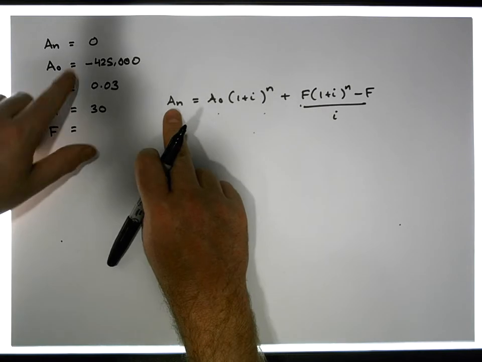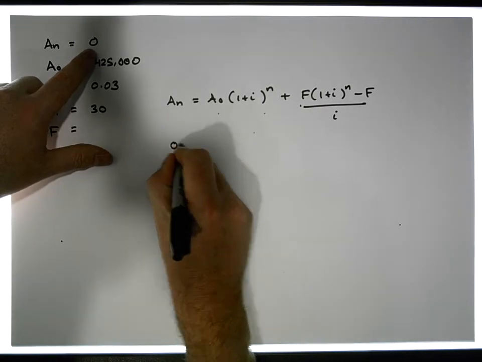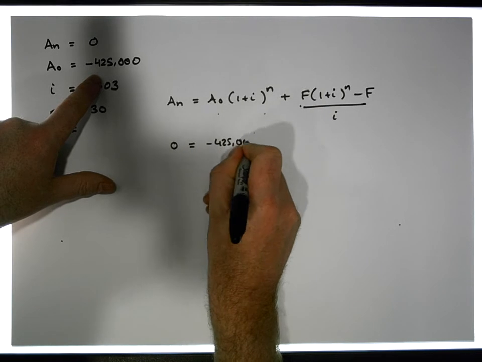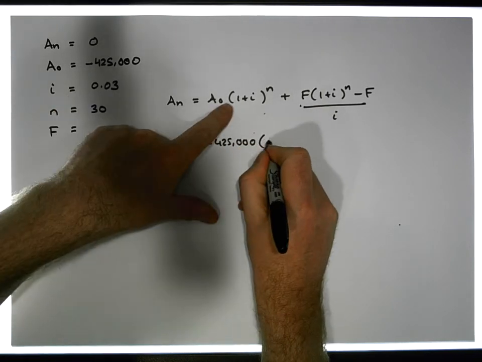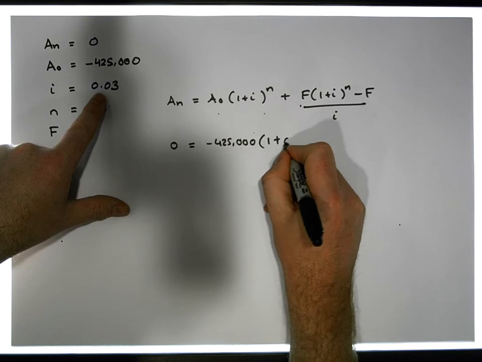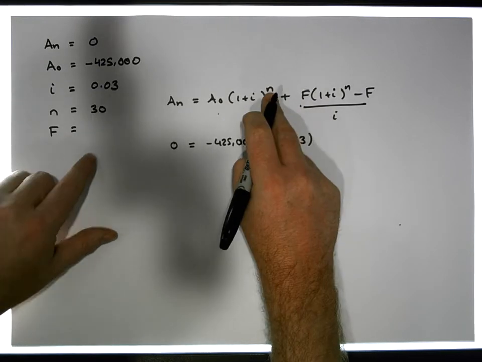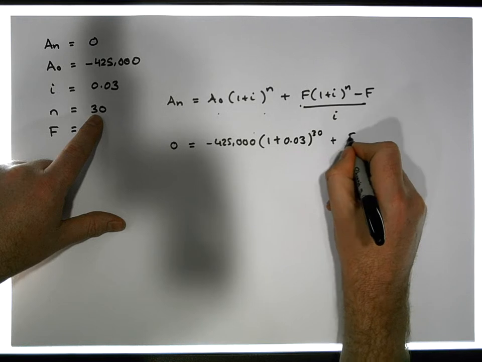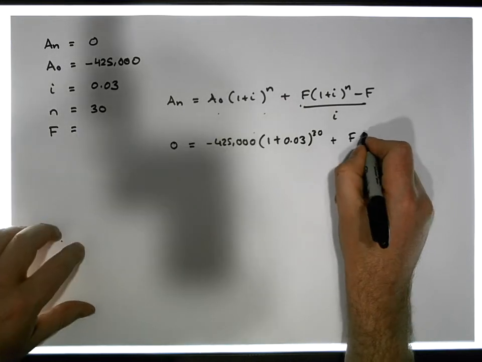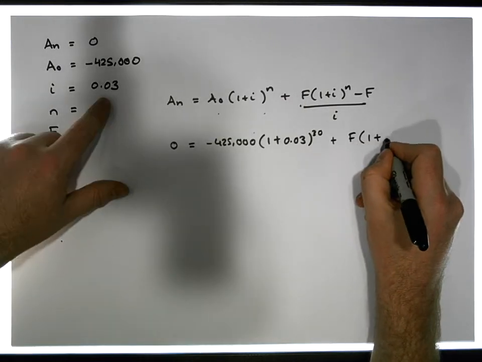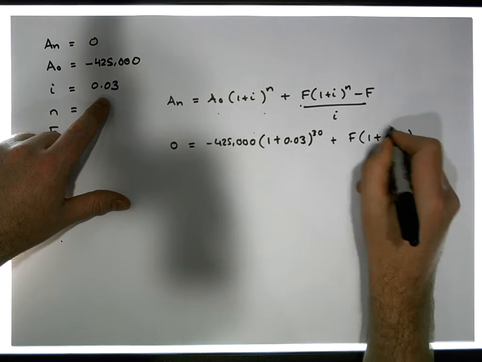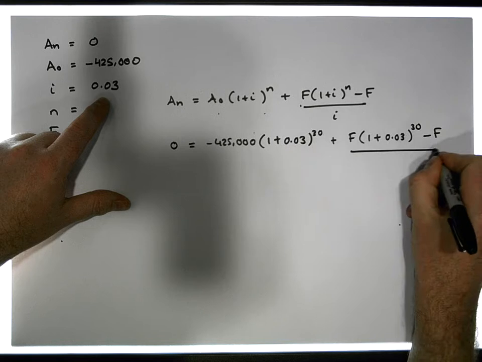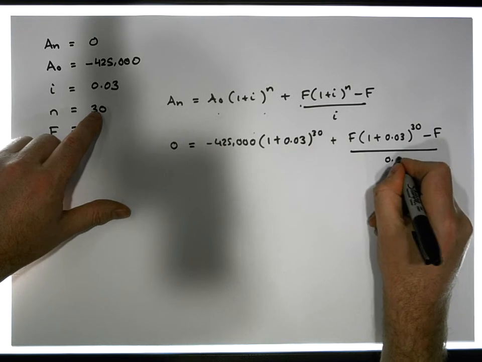So AN should be 0. So we're going to have 0 is equal to A0, which is minus 425,000 euros, so minus 425,000 times (1 plus the interest rate, which is 0.03) raised to the power of N, which is 30 for 30 years, plus F, we don't know F, so it's still F, times (1 plus I, which is 0.03, raised to the power of N, which is 30, minus 1), divided by I. In this case, it's 0.03.